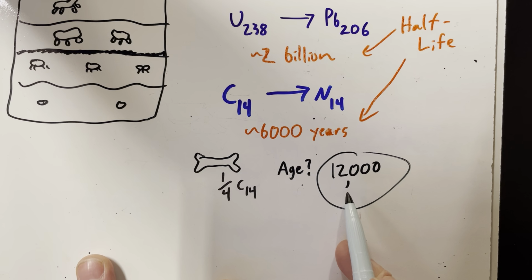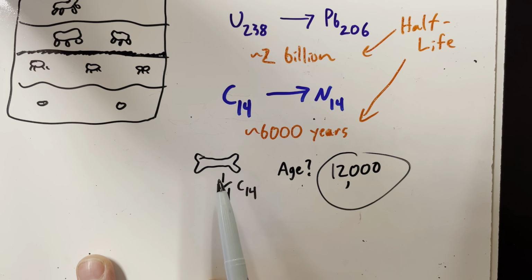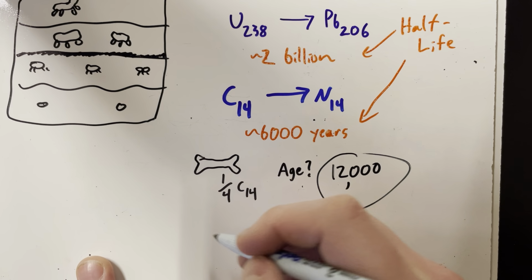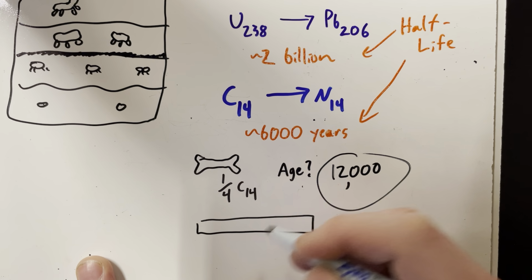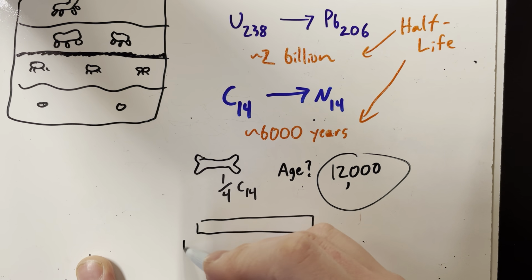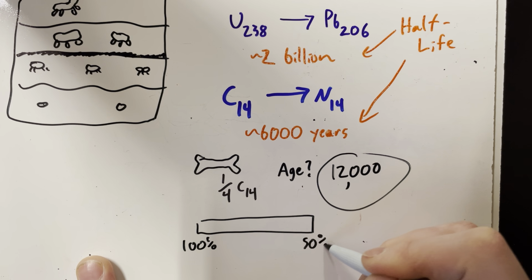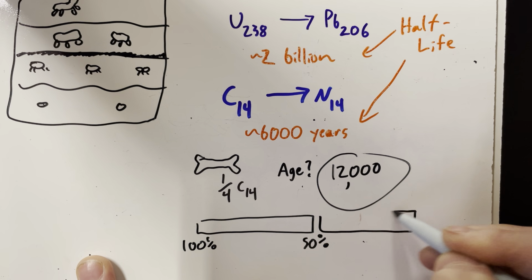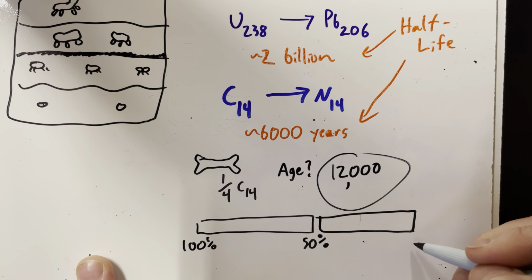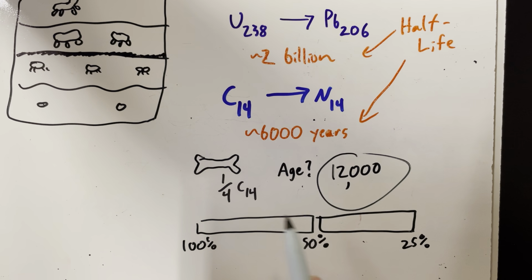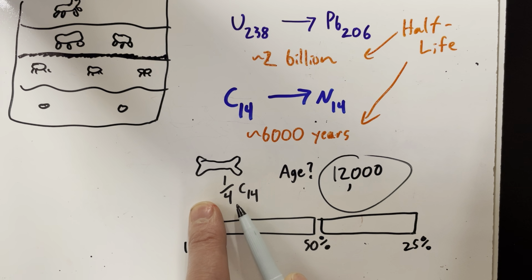You guys see why it's 12,000 years though? The first 6,000 years, you go from 100% of the carbon-14 to what? Half, right? So if we do a little timeline here, this is 6,000 years. You go from 100% down to 50%, and then 6,000 years later, you go from 50% down to 25%. So the smaller the fraction of carbon-14, the greater the age.